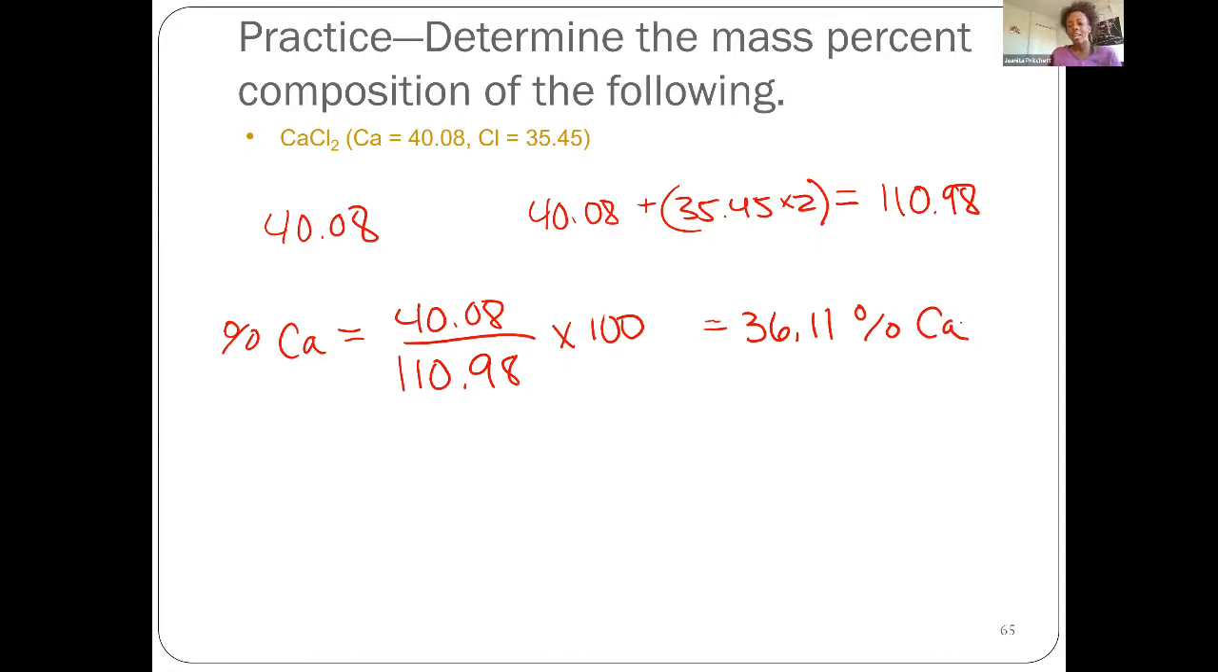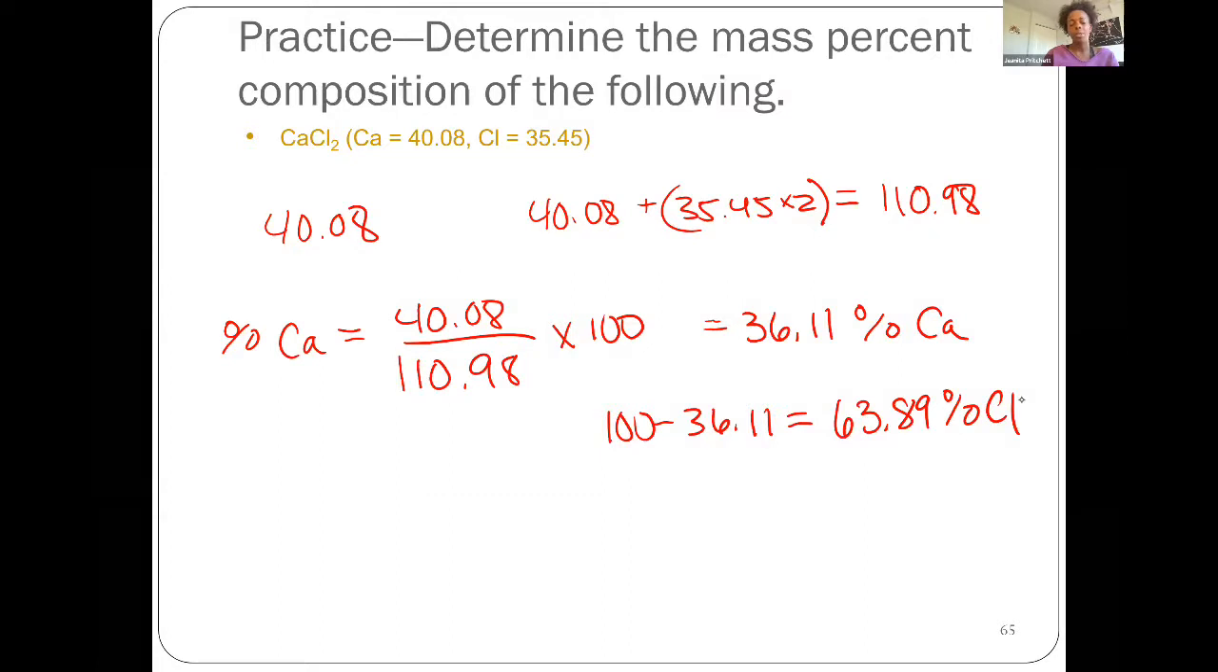So a quick way to get the percent for the chlorine would just simply take 100 minus 36.11 because there's only those 2 elements found in the compound. And that would give us 63.89% chlorine.